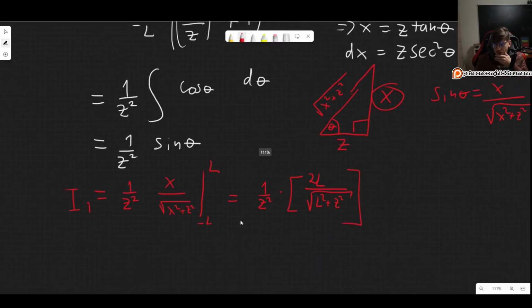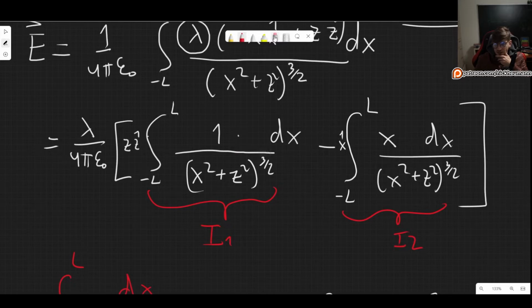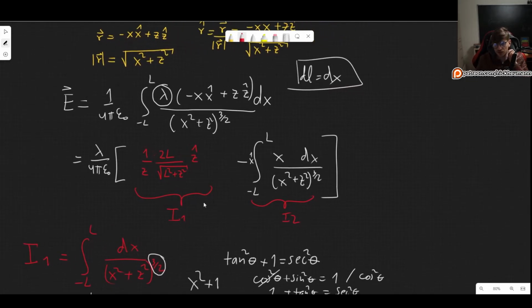There we go. So now let's plug it back in here. So instead of having this massive integral, we have now found what it is, which is simply 1 over z squared, and then I think it was 2L, right, times 2L divided by the square root of L squared plus z squared. And we have a z here, which will cancel out the exponent, so we end up with 1 over z. And I will just rewrite this there. Okay, so we already found the result for I1.